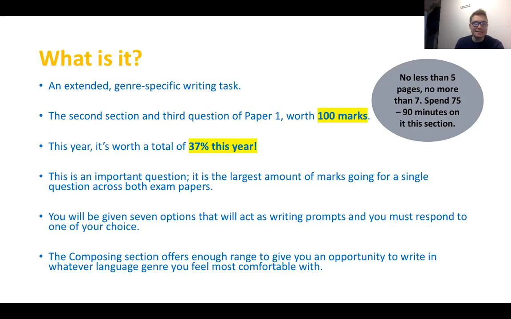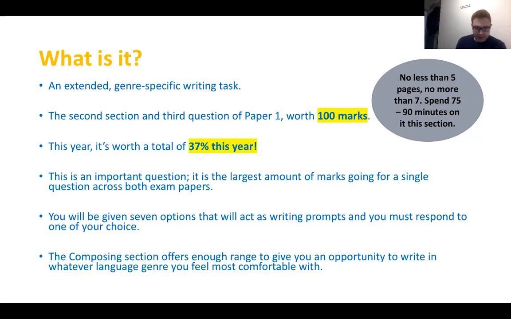Paper one is basically asking you to read, understand, speak about, and ultimately write in one or more of those genres. You're being tested on your ability to demonstrate the different styles and conventions associated with each of those, and none more so than the composing section of paper one. So where does it sit on the paper? It's the second section, and it's the third question of paper one. It's worth 100 marks.